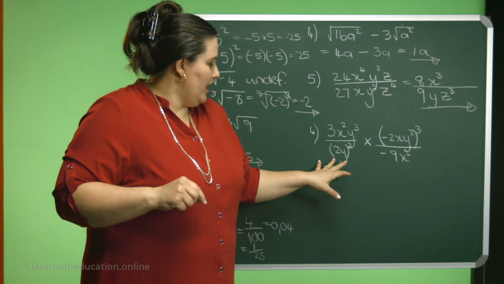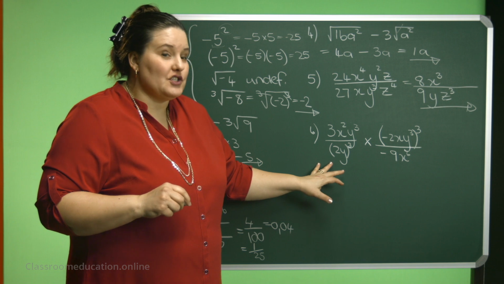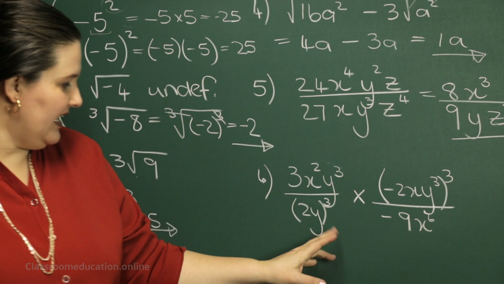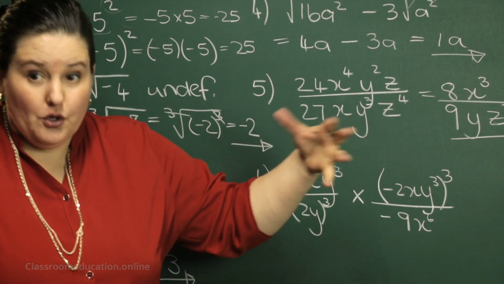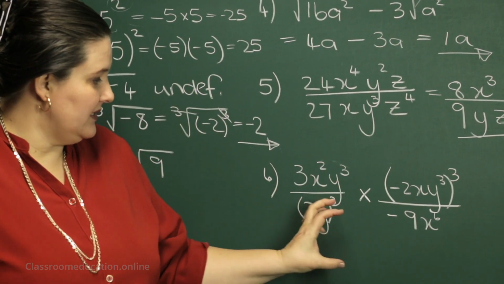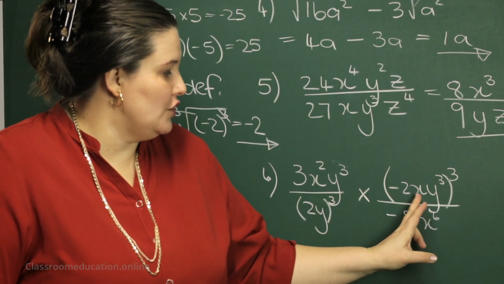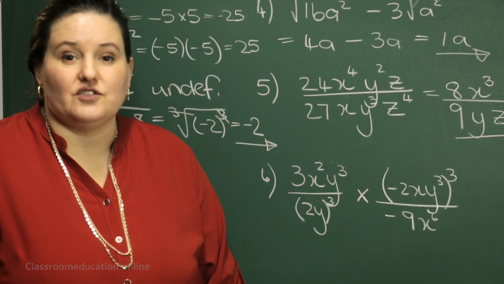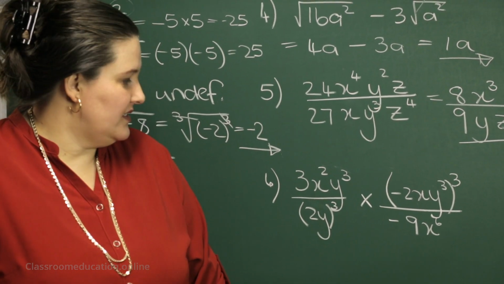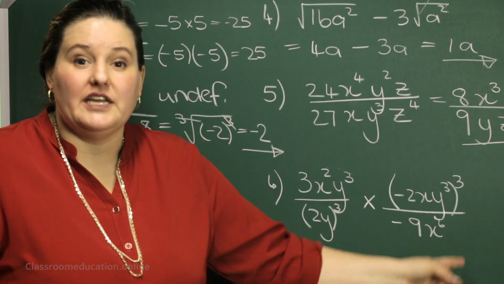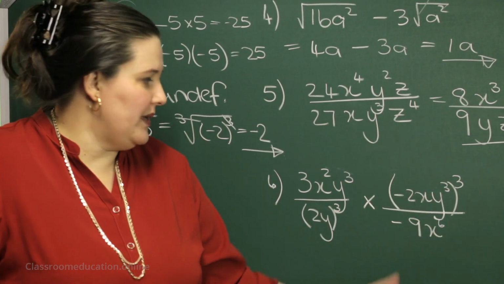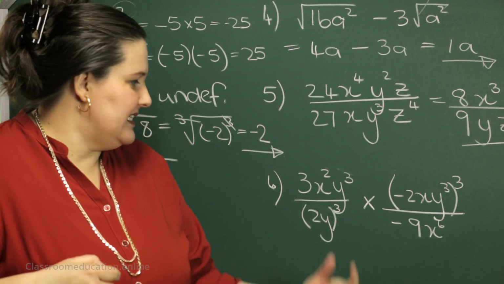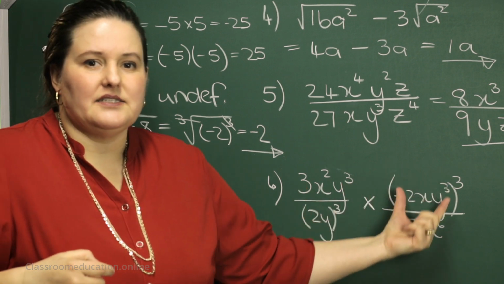Question number 6, last one. I have 3x squared y cubed, and then I have 2y cubed in my first part, multiplied by negative 2xy cubed, and then negative 9x to the power of 6. Okay, so let's see. I have actually only one term because they are being multiplied. So what can I do? Let's deal with the different parts separately.